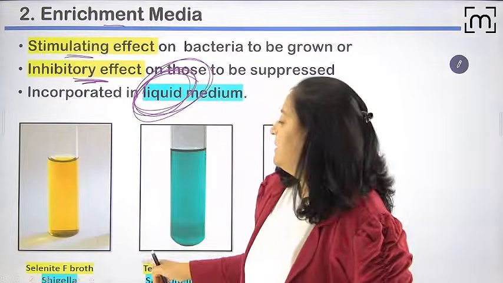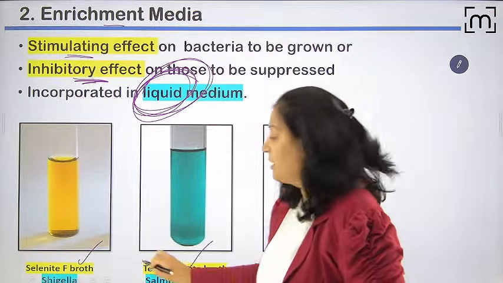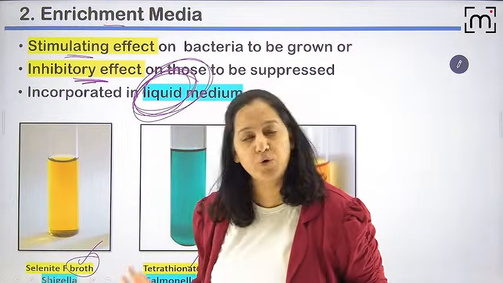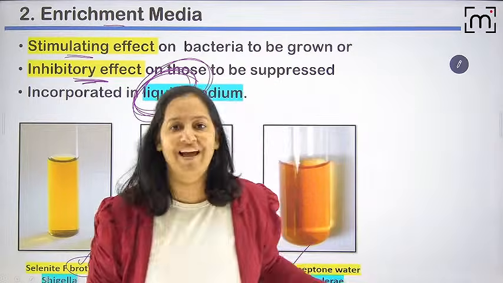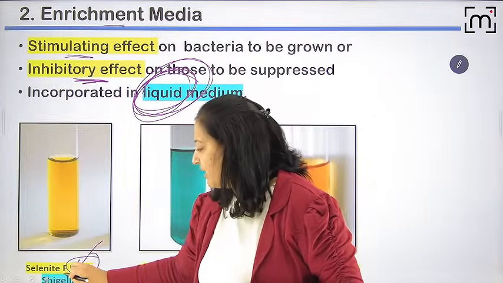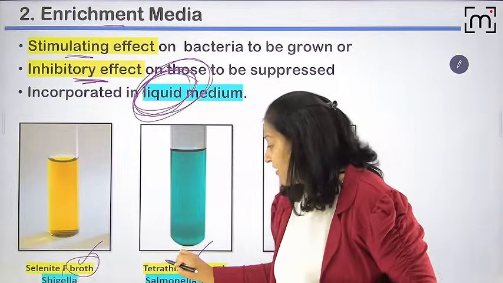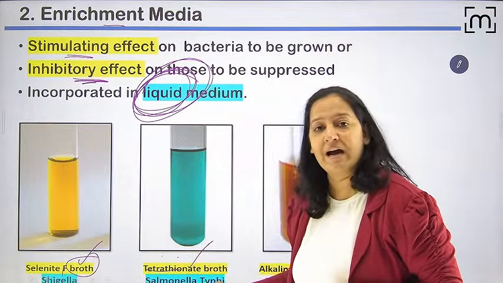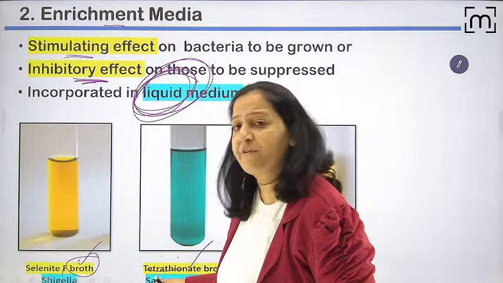Okay, got it? See, selenite F broth, tetrathionate broth and alkaline peptone water. Broth means liquid. Selenite F broth, tetrathionate broth and alkaline peptone water. Got it? Selenite F broth is for Shigella. So it contains stimulatory substance for Shigella and inhibitory for others. Similarly, tetrathionate broth is for Salmonella. It contains stimulatory for Salmonella and inhibitory for others. So only Salmonella will grow, others will not grow.